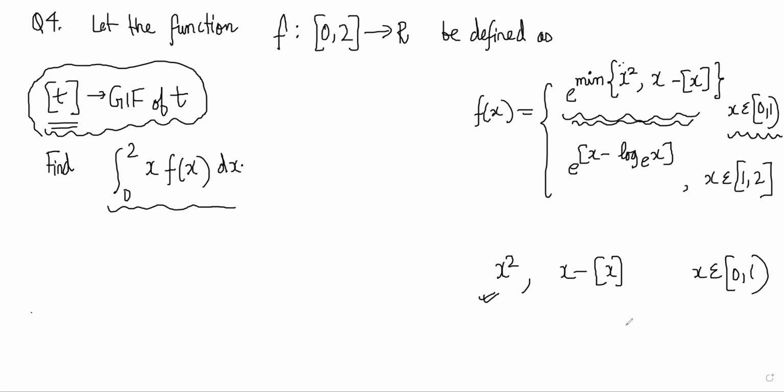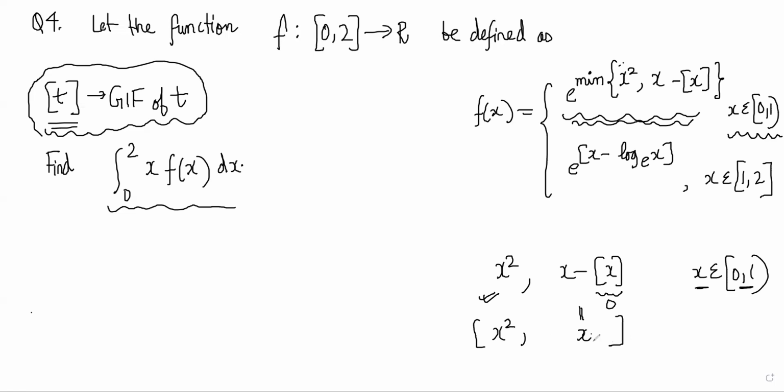No, sir. Like, sir, but x minus GIF of x can be written as the fractional part of x, right? It can be, but why would you do that? Think about this. X belongs to 0 to 1. GIF of x is always 0, right? Yes, sir. So isn't it simply x? Yeah. So why would you write it as the fractional part of x?